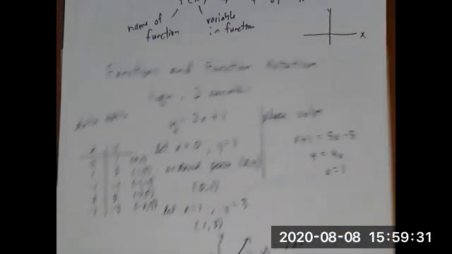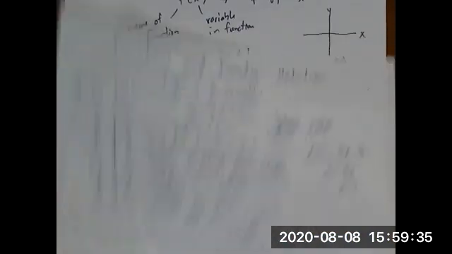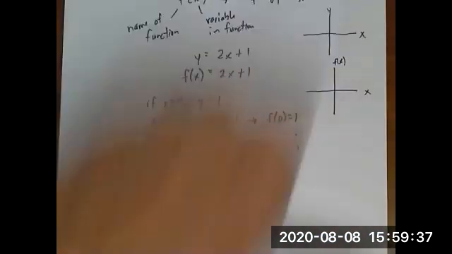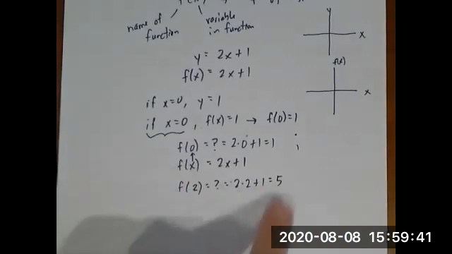If I go back to my previous chart, remember when I said, well, let's set x equal to 2. What does y equal? 5. All right, we've done the same thing. F of 2 equals 5. When x is 2, the function is 5. And the function, in a sense, is just like y.